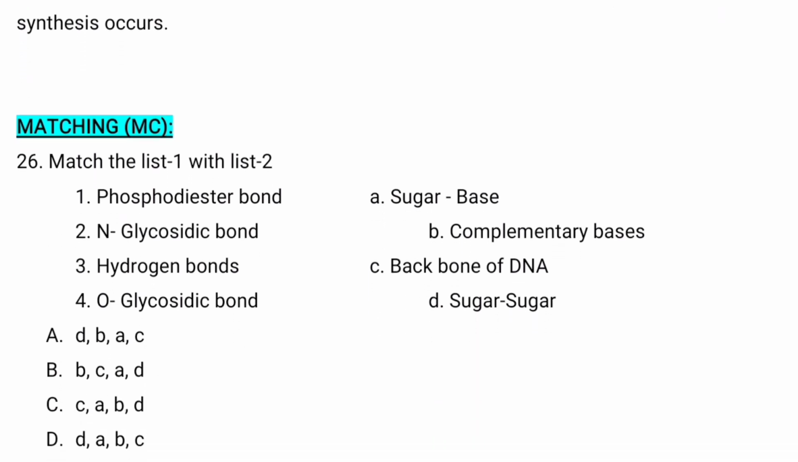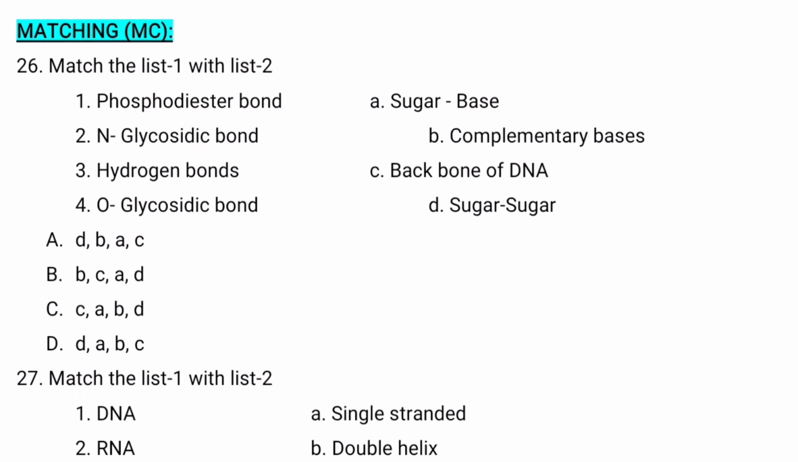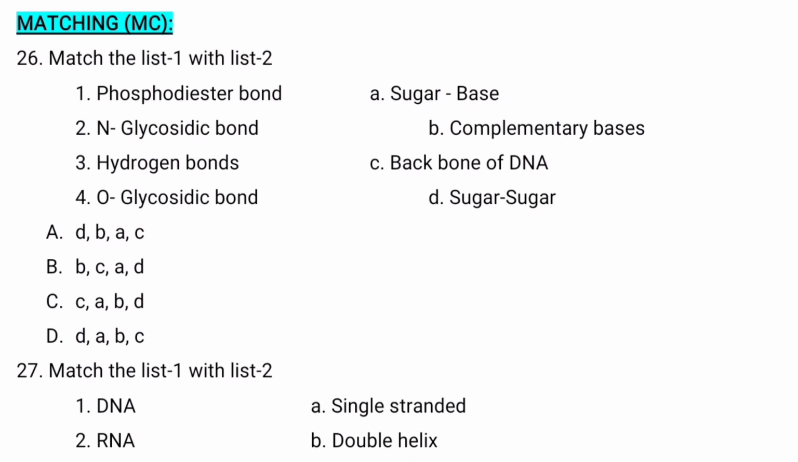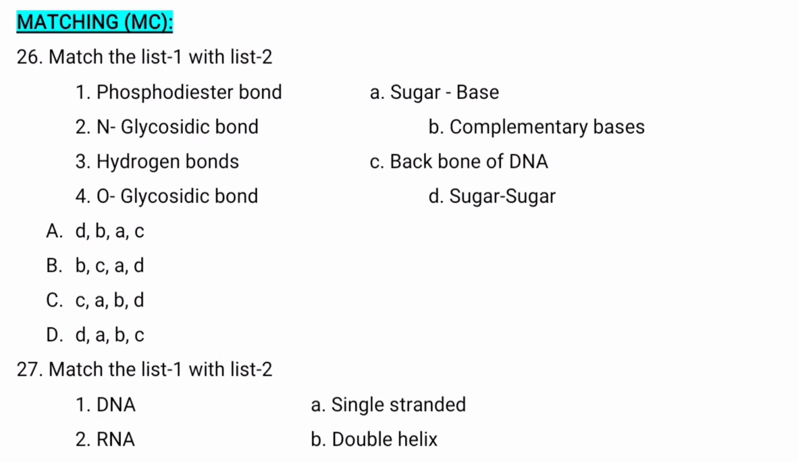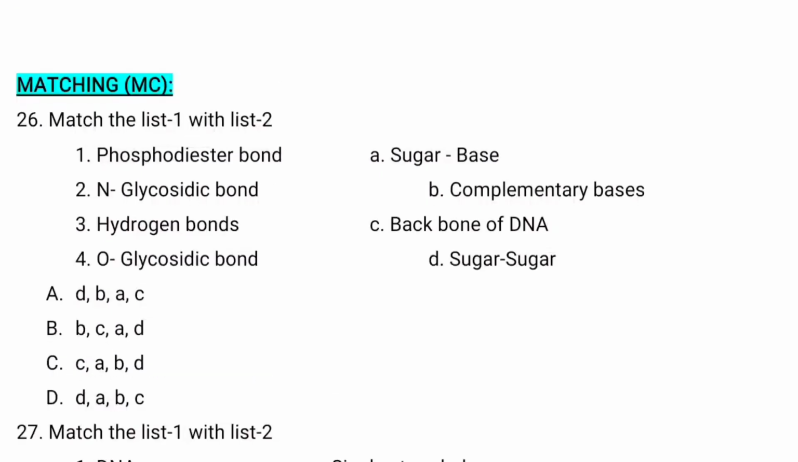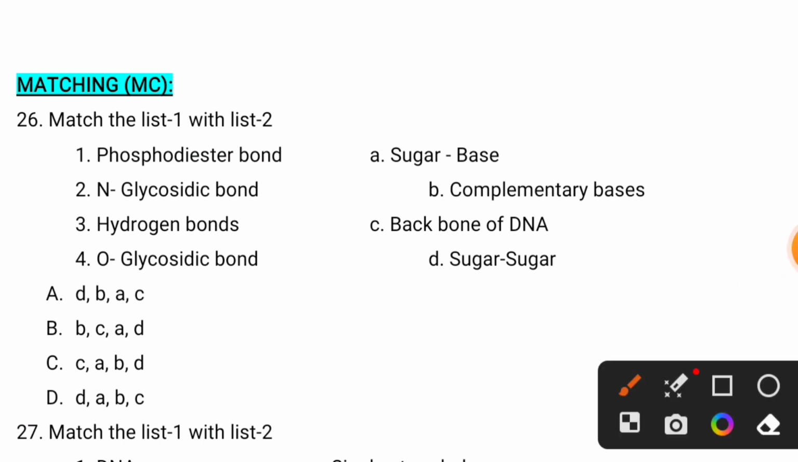Let's see the next category of questions. Matching type of questions are there. You have to match list 1 with list 2. List 1 consists of phosphodiester bond, N-glycosidic bond, hydrogen bonds, O-glycosidic bonds. So let's see the matching.